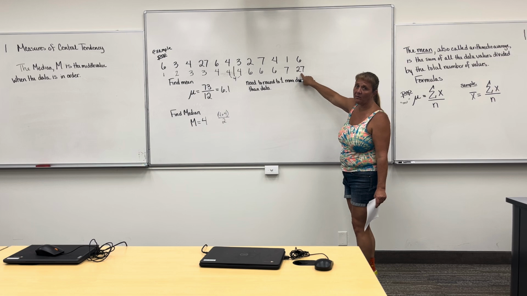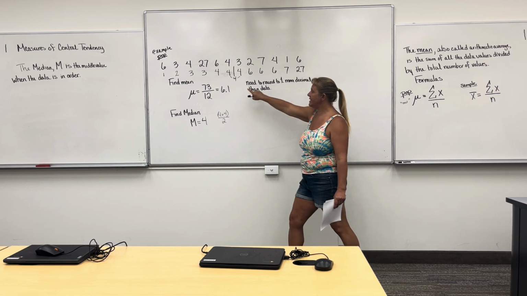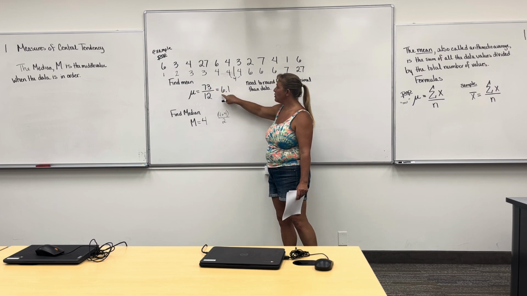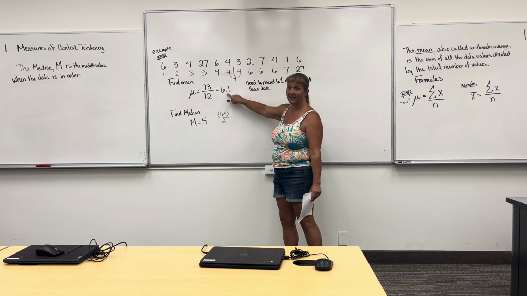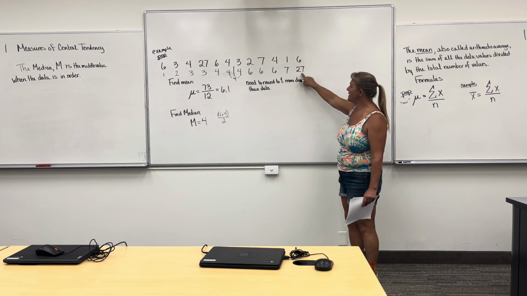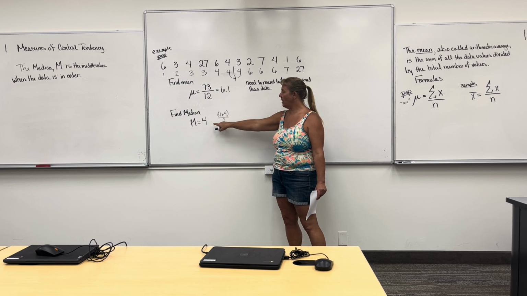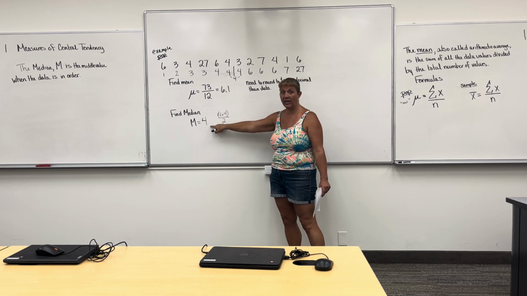Which means we added up this 27, didn't we? And that 27 is in that 73, which means when we divide by 12, we get this 6.1, right? But that 27 is not really all that important when it comes to this number here.